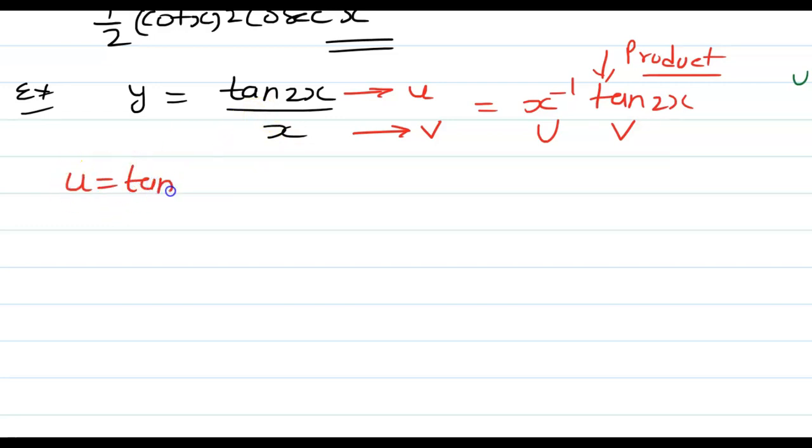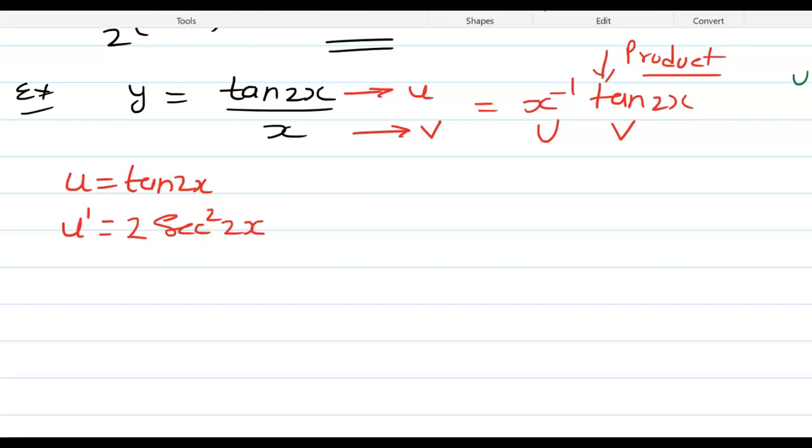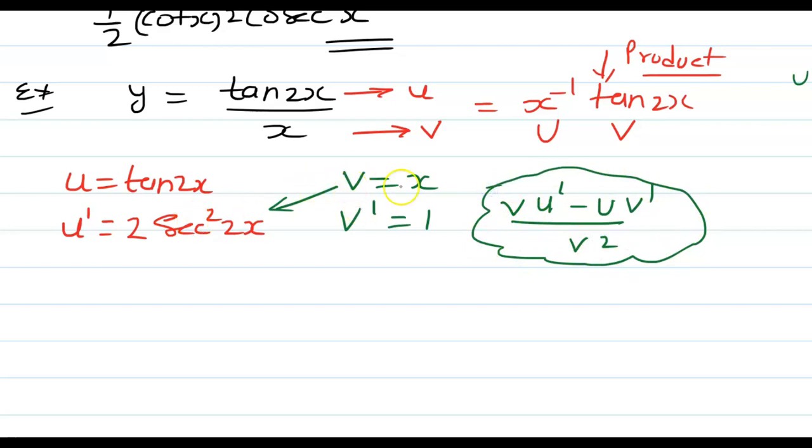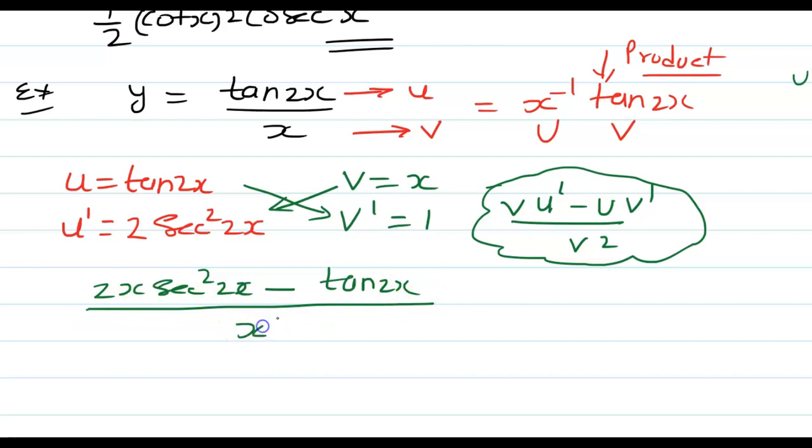So u is tan 2x. So u dash will be the differentiation of tan 2x. So this 2 is coming forward, and the derivative of tan x is sec square x. So it will be 2 sec square 2x. Now the next one is v. v is x, v dash will be 1. So first you multiply like v u dash minus u v dash over v square. This is the quotient rule. So it will be 2x sec square 2x, then minus tan 2x times 1, that is tan 2x, over x square. So this is your answer, right?